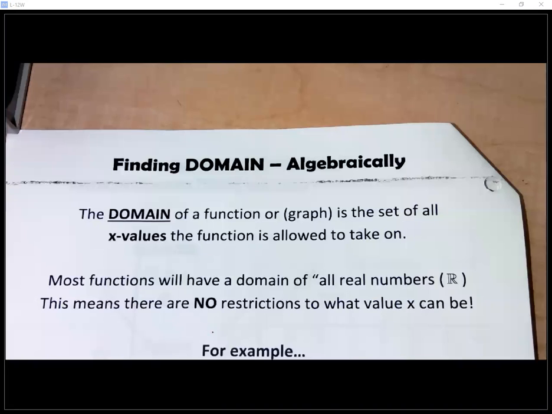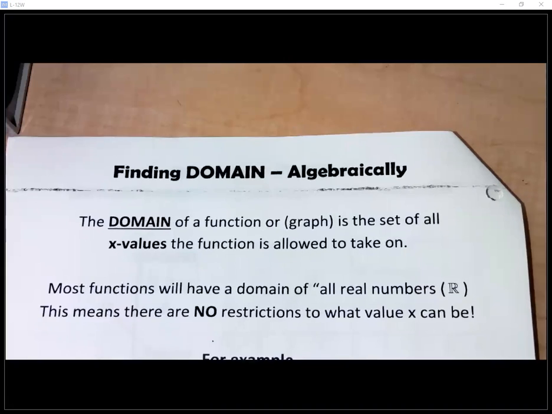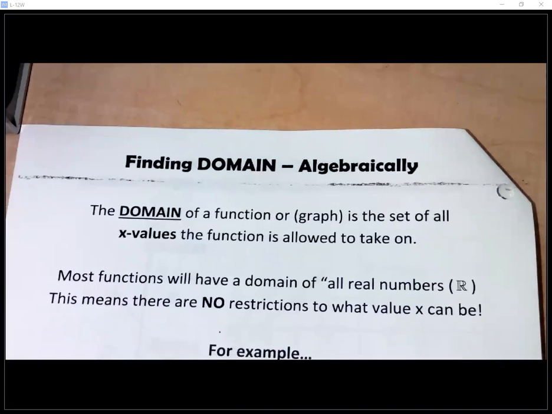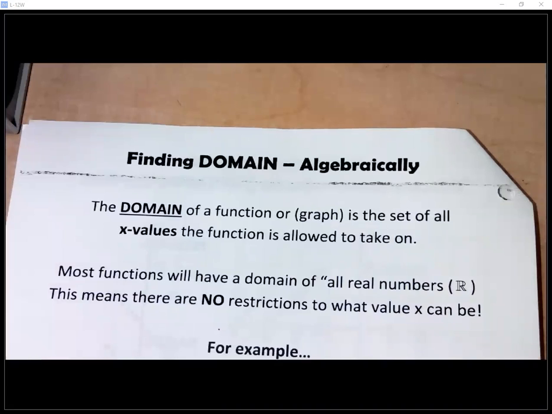All right, everybody, if you would flip to the page in your notes packet that says finding domain algebraically, about halfway through. Good. All right, here we go. Now, stick with me today because I know some of you are going to get confused. I'm going to do my best.